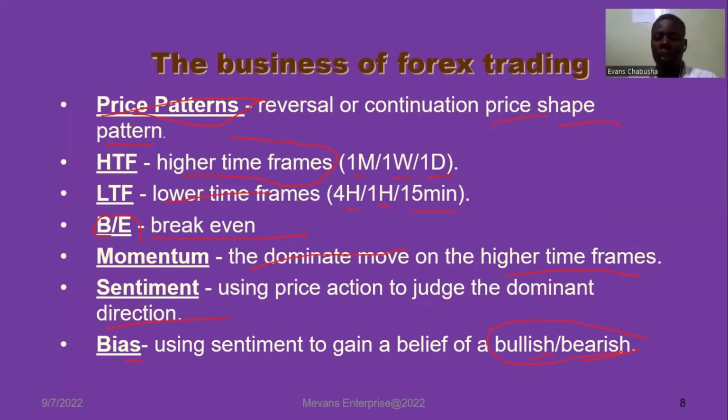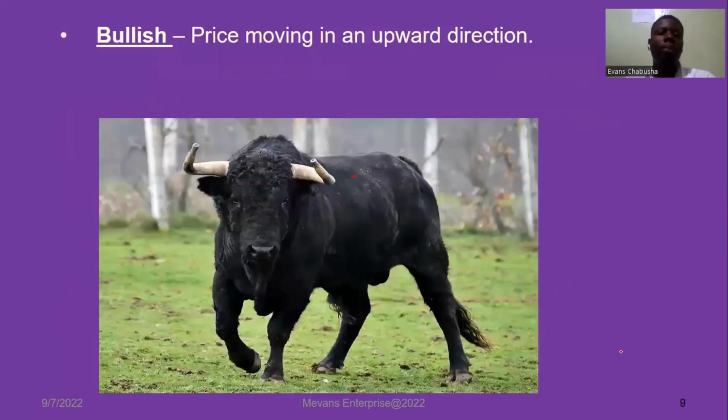Bullish and bearish, what are they? Bullish is price moving in an upward direction. Any price that is moving in an upward direction is what we call bullish. So you have a bullish trend, a trend which is moving up. You have a bullish candle, all those things. Any price that is moving in an upward direction in the market is what we call bullish.